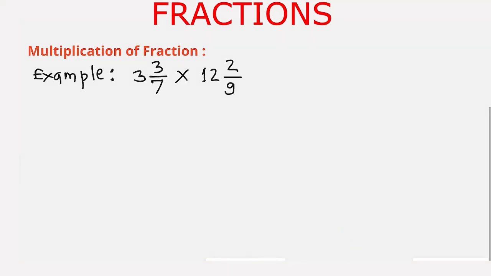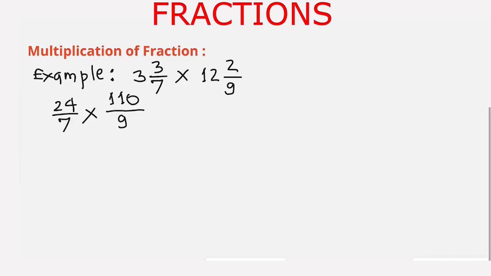In this question, it will be easy to convert the mixed fraction into fractions and then solve it. 3 whole and 3 upon 7 can be written as 7 times 3 is 21 plus 3 is 24 upon 7, multiplied by 12 whole and 2 upon 9, which is 12 times 9 is 108 plus 2 is 110 upon 9.